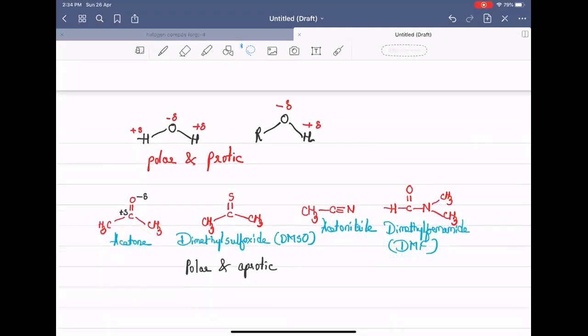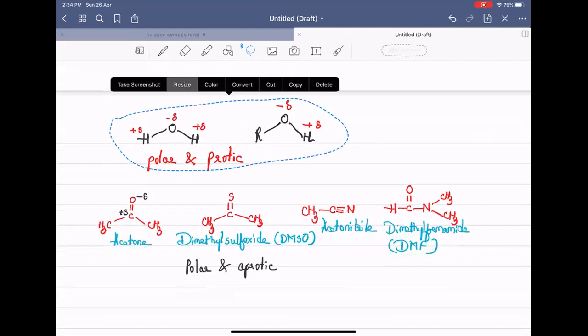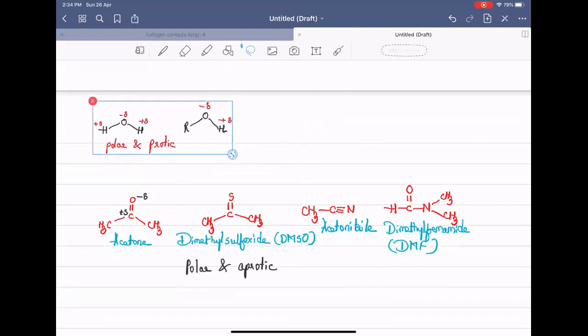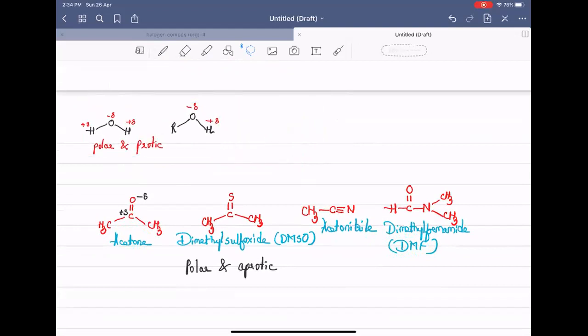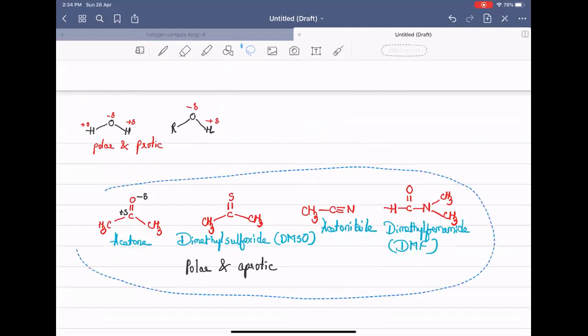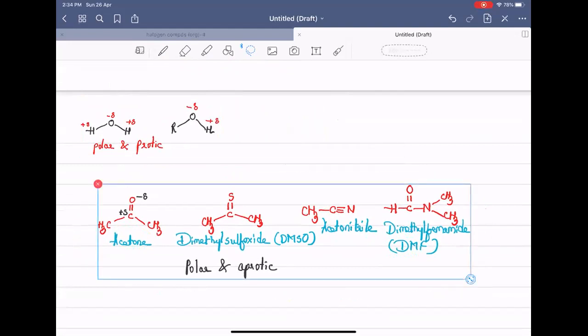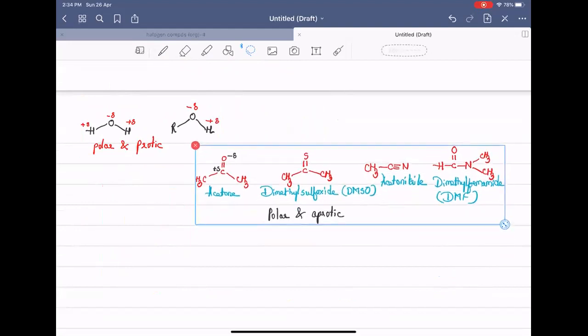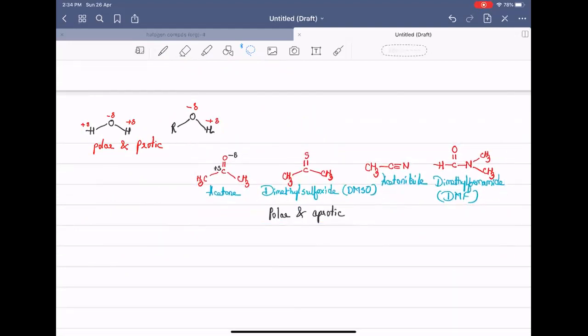So first of all, you have to know what these polar protic and polar aprotic solvents are. Those solvents which are polar and can release H+ are polar and protic. Those which are polar but cannot release H+ are polar and aprotic. I hope you've got this.